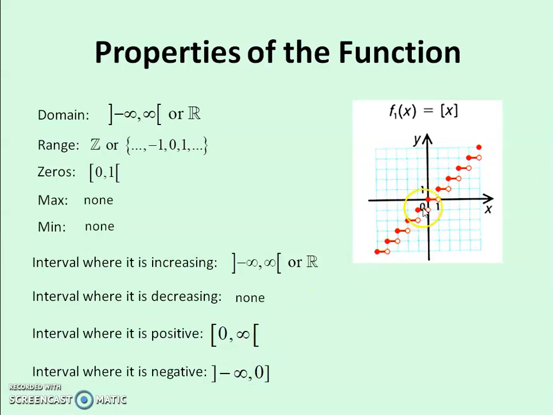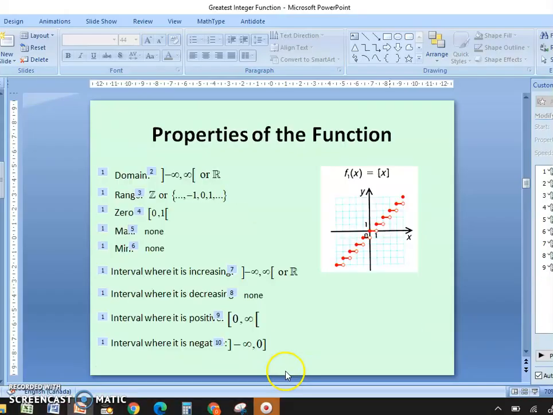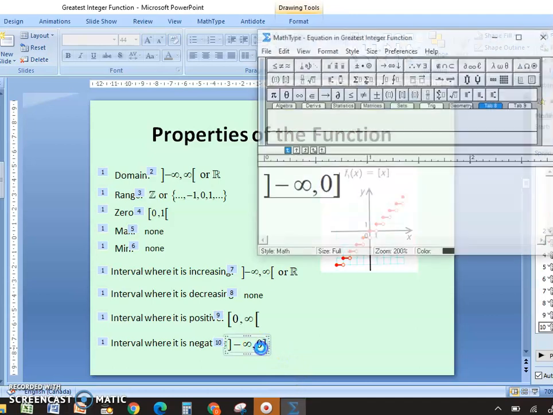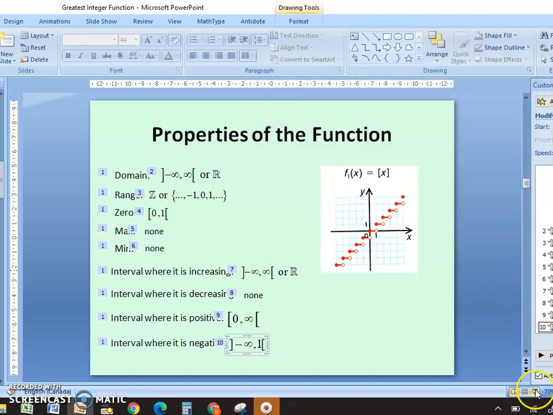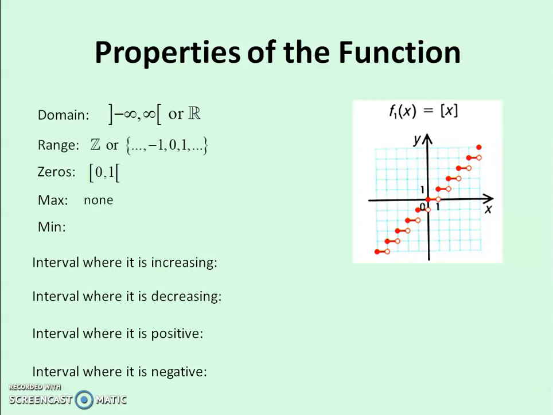Actually, that's not true. This should be negative until 1 excluded. I'll fix that right now. Negative also includes where the function is on the axis. So it's actually negative all the way up until this point, but not including. It would be strictly negative only until here, but it keeps being negative until here. So those are some of the properties of the function.